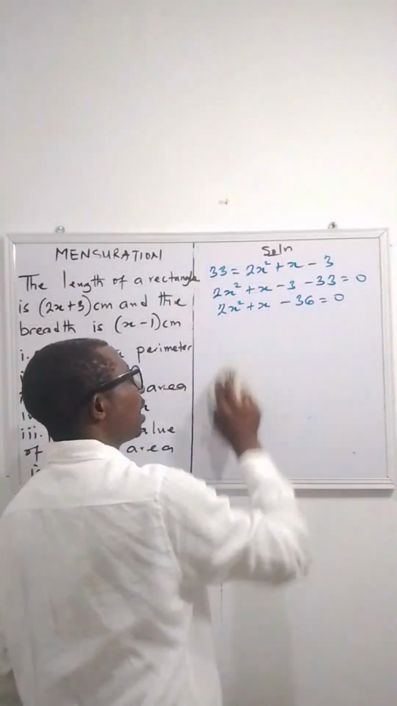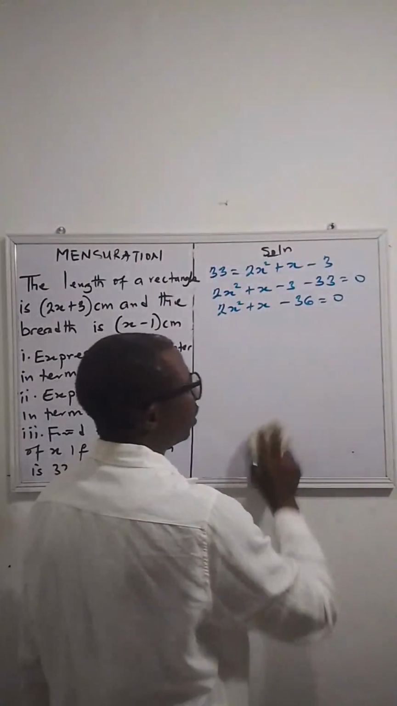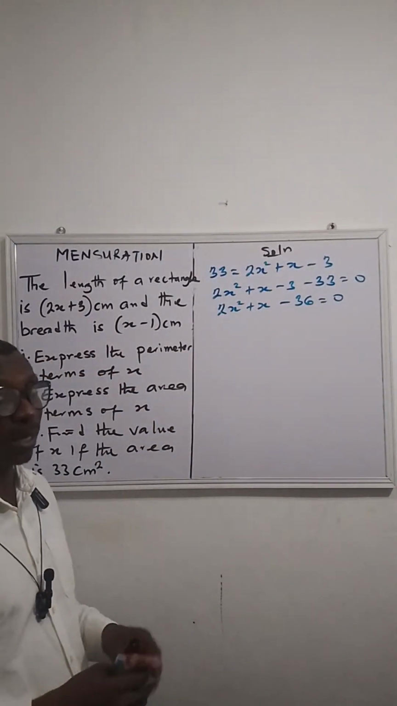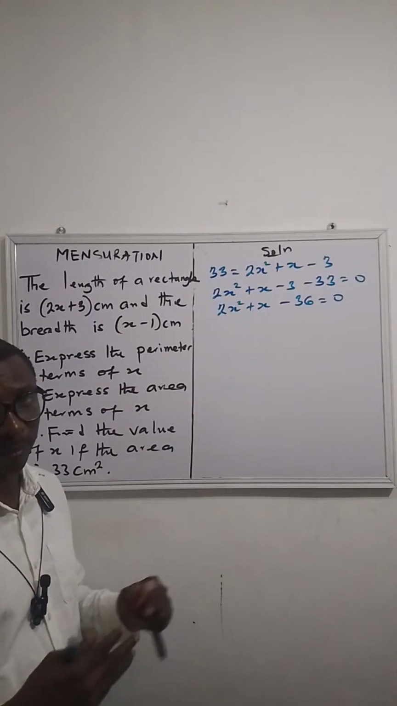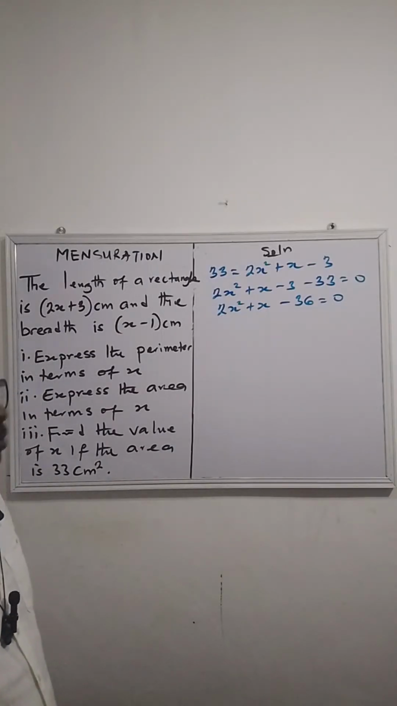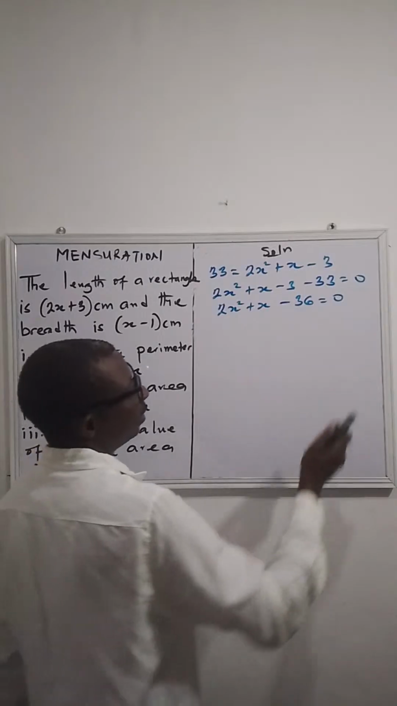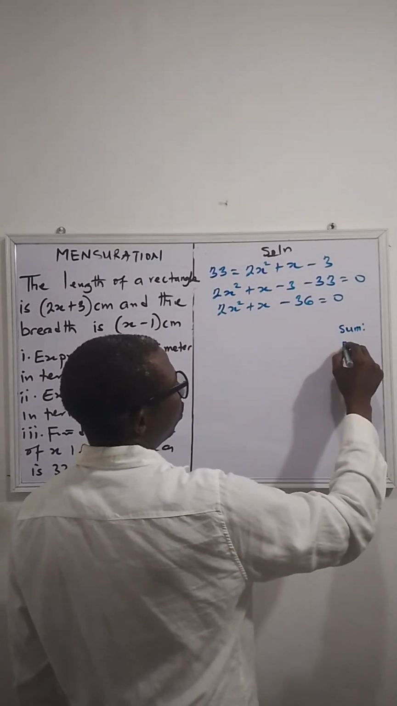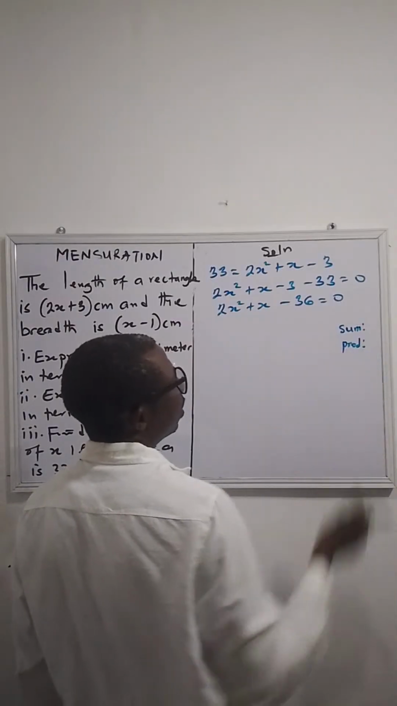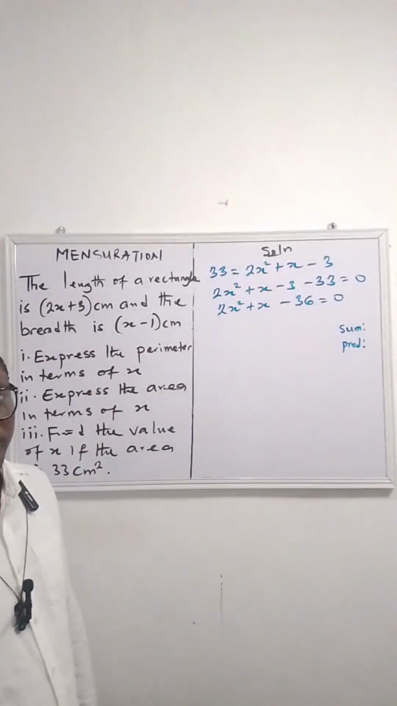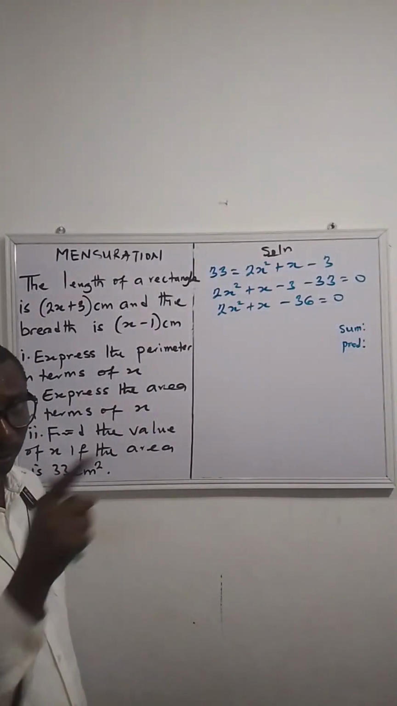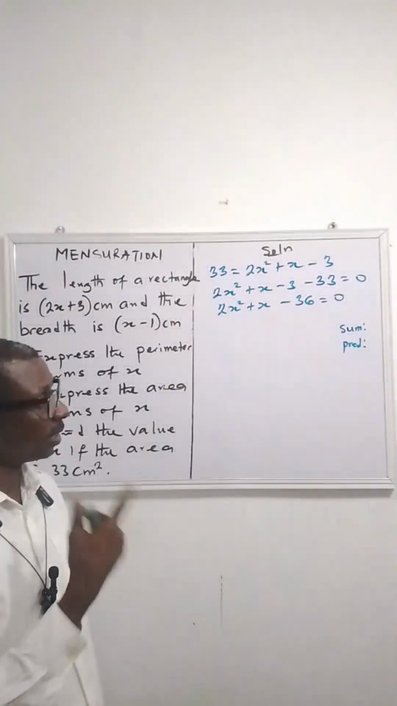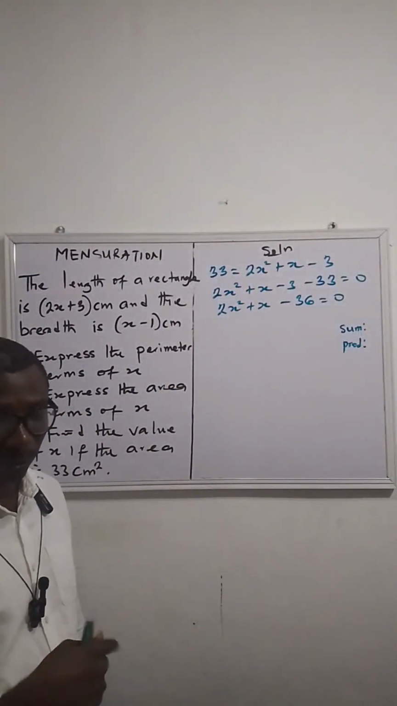So to solve this, I need to look for the sum and product. Then I find two numbers such that when you multiply together, they give me the product, and when added together, you have the sum. So now let's see what's the sum here and what is the product. I want you to tell me that before we continue. So what's the sum, what's the product? I want you to drop that in the comment section before we find the two numbers.